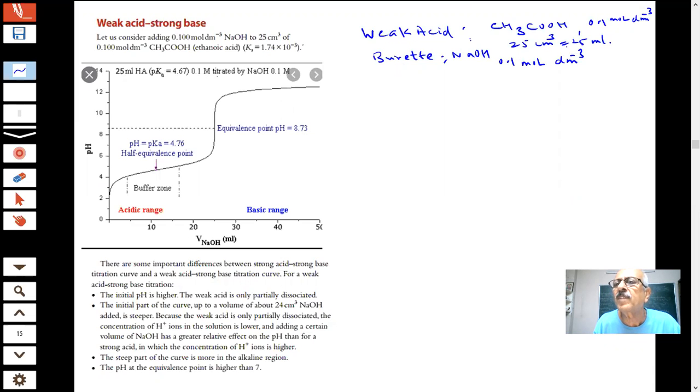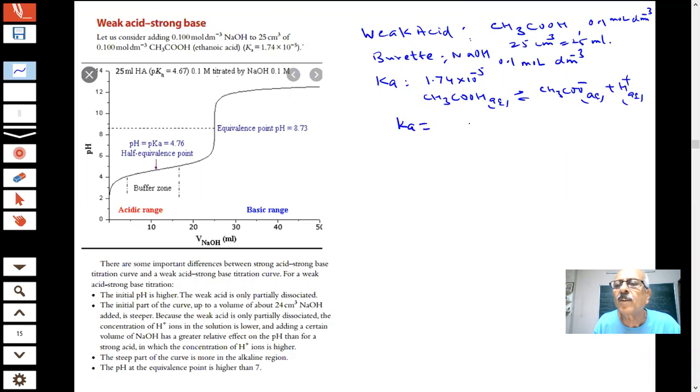If I take 0.1 of this, I can find the pH. How will you find the pH? The Ka value is given. Ka for ethanoic acid is how much? 1.74 into 10 minus 5. How do you find the pH? You have done questions on this. CH3COOH gives CH3COO minus and H plus, aqueous. What is the formula? Because the Ka value is given, what do you use?